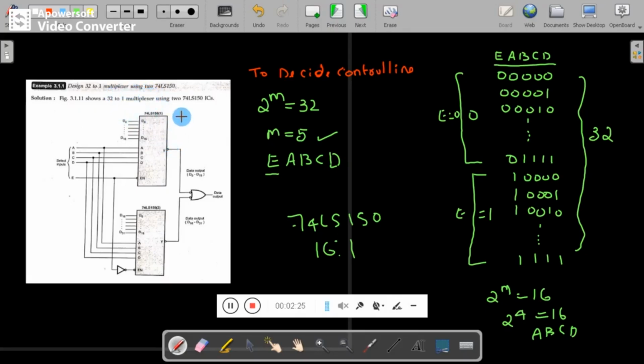So 32:1 means 32 input. To get 32 input, I need to add 2 multiplexer, 16:1 multiplexer. This is the first one, and this is the second one. When you club 2 multiplexer of 16:1, you will get 32:1. But what about control lines? So we know 16:1 has got 4 control lines.